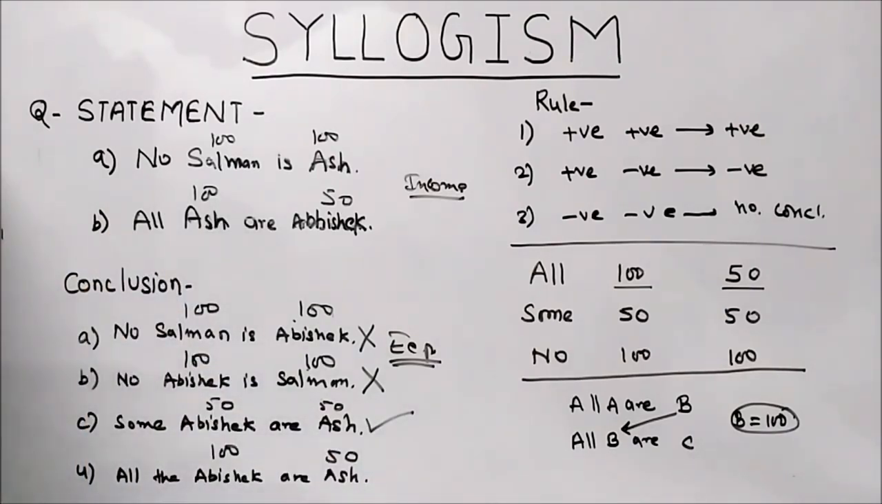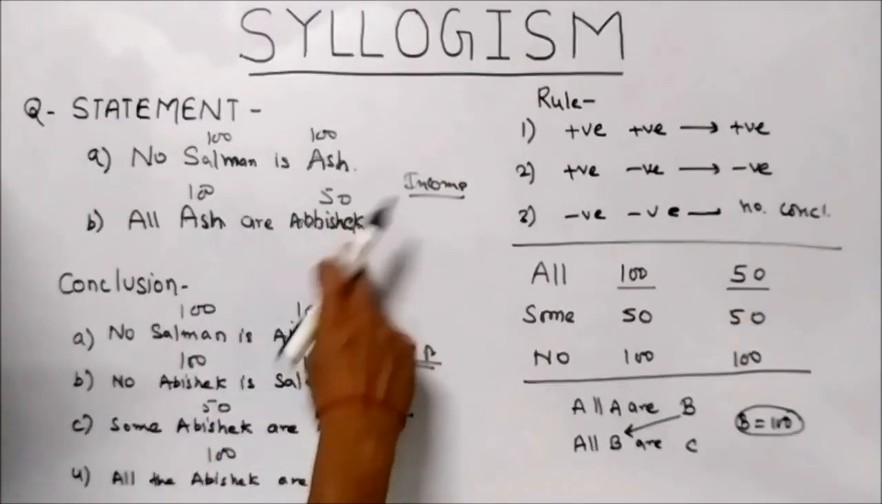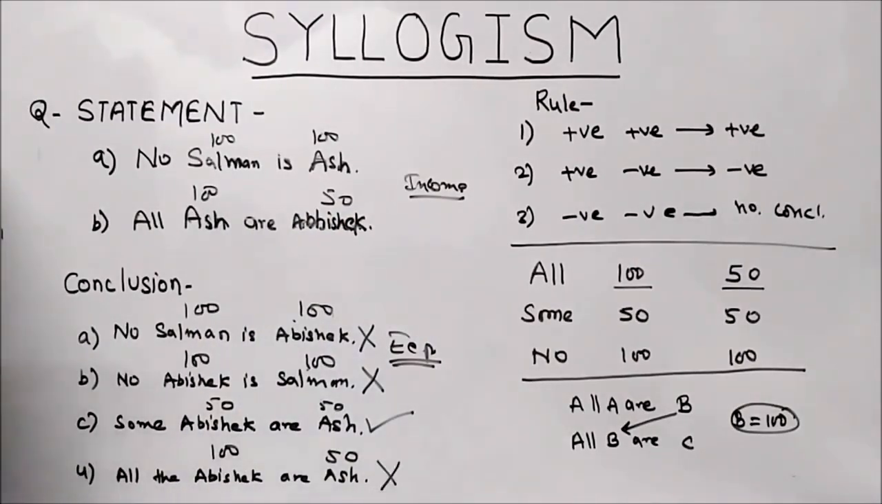Now check, all Abhishek are Ash. Here Abhishek is 100. Here Abhishek is 50. Income is less than expenditure. So this cannot be true.